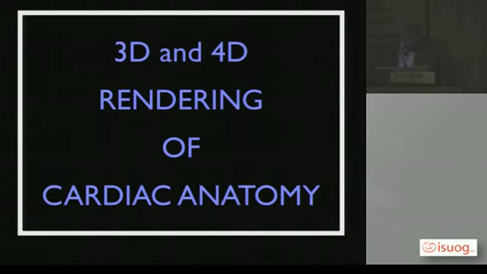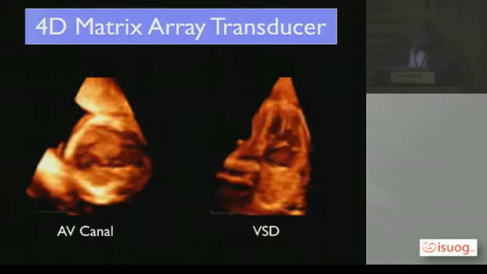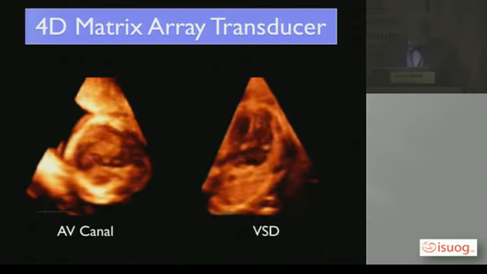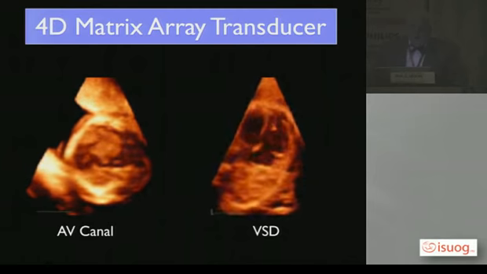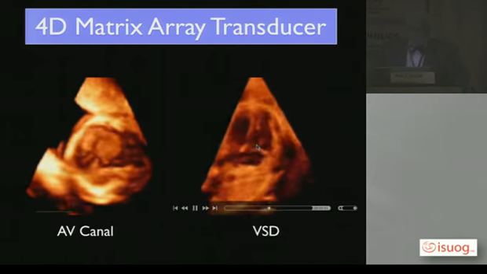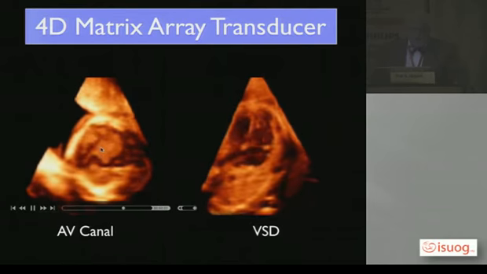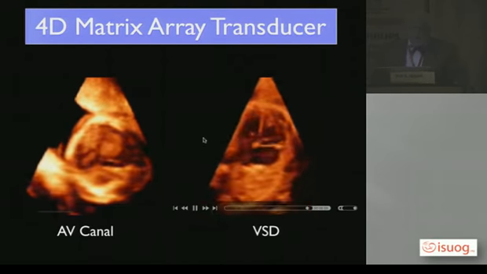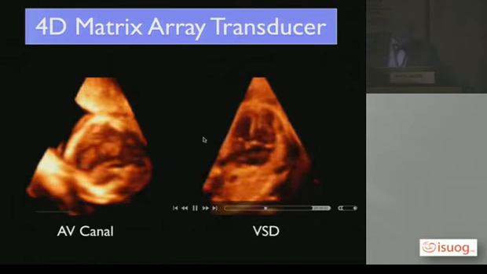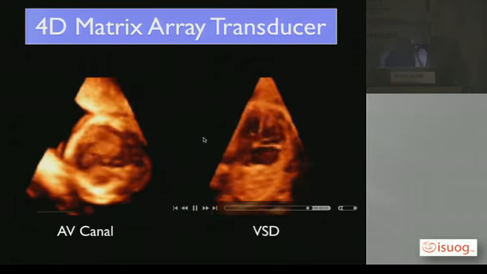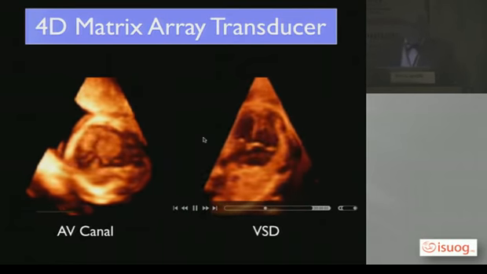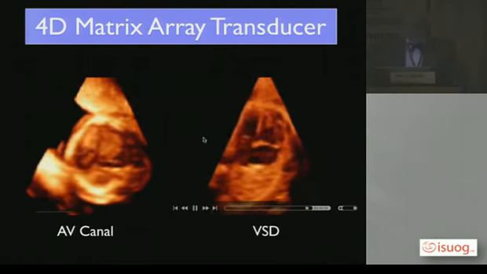Let's now discuss rendering, 3 and 4D rendering of cardiac anatomy. There's a number of different ways we can render the image. Let's look at some examples. This is a matrix array render. You can see, for example, in this, there's the ventricular septal defect right here. And here we have an AV canal defect right here. So you get a sense of seeing the heart in real time, but in a 3-dimensional presentation of a beating heart, with no artifact as we move the image through the screen.